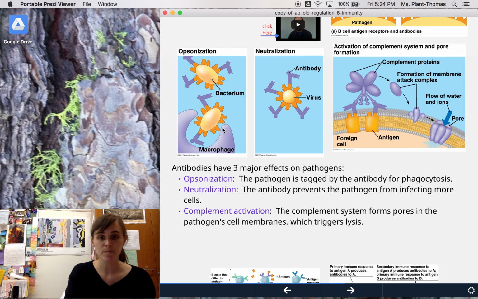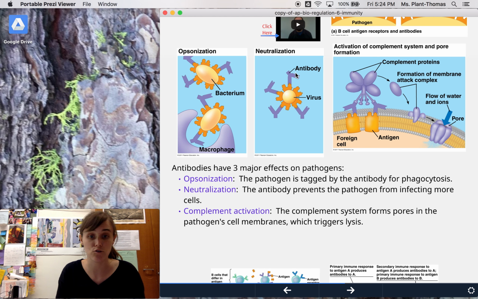So that's one option. Another thing antibodies can do is neutralization. Here we have our virus, which is our pathogen. Orange is the antigen, and purple is the antibody. Neutralization is basically the antibody going all around whatever the pathogen is, so the pathogen can't actually do anything. Now the virus can't infect any cells because it's completely surrounded by antibodies, so it's neutralized.